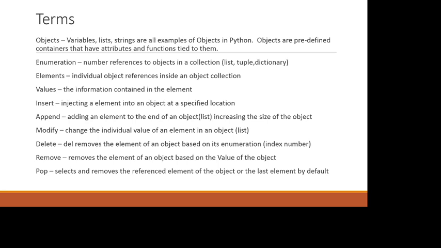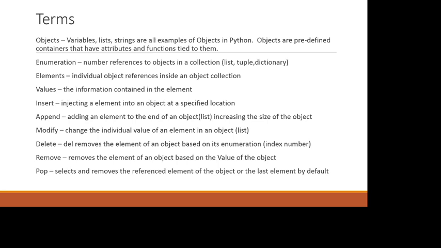There's elements. Okay, so when we say elements, we're talking about the string objects inside of a list, the individual string objects. And then the values. So the values is the actual information contained in that element.